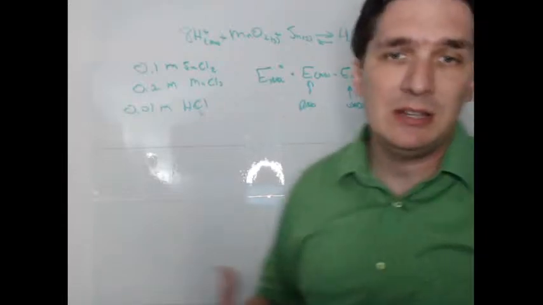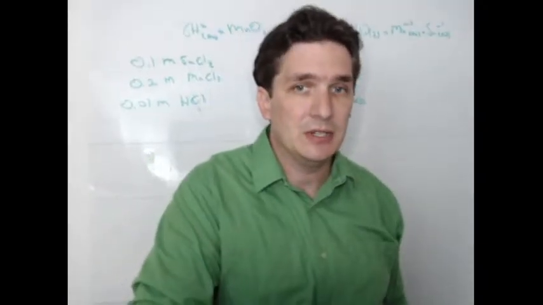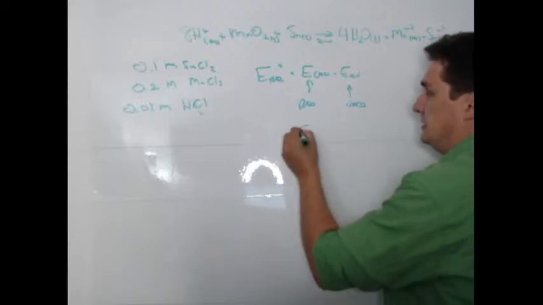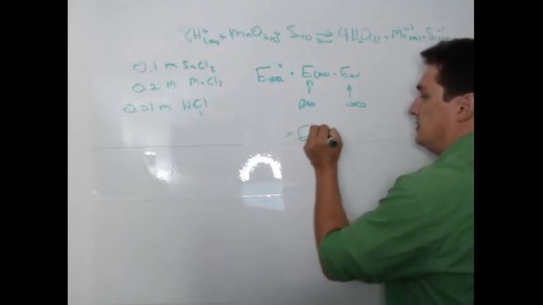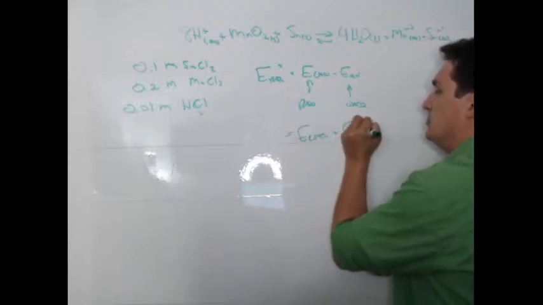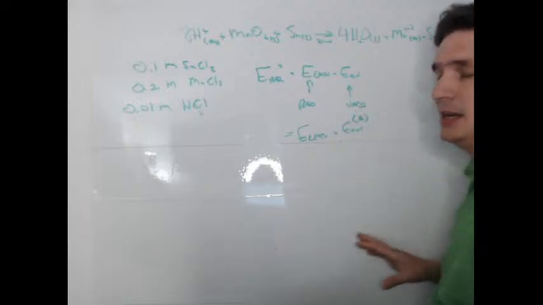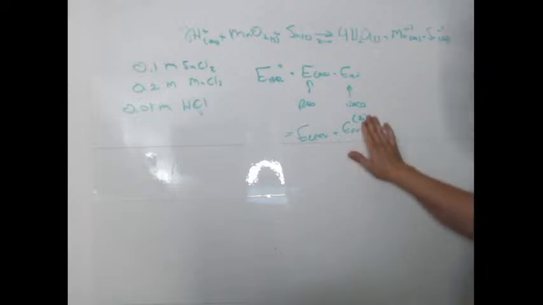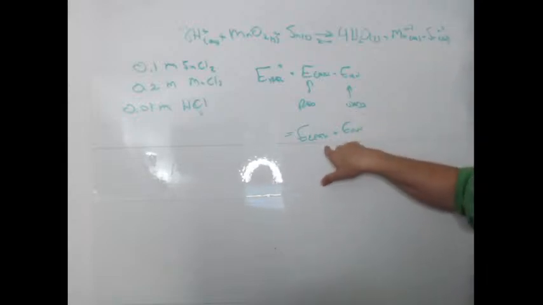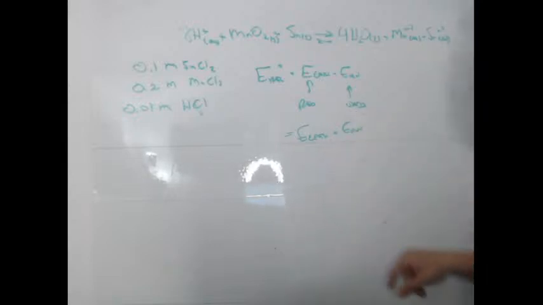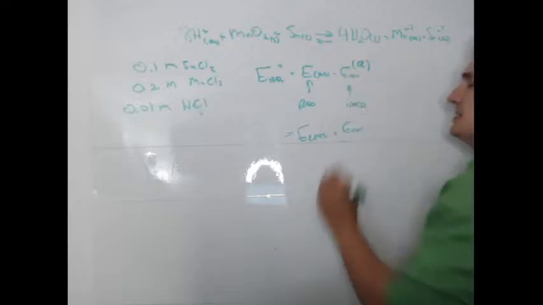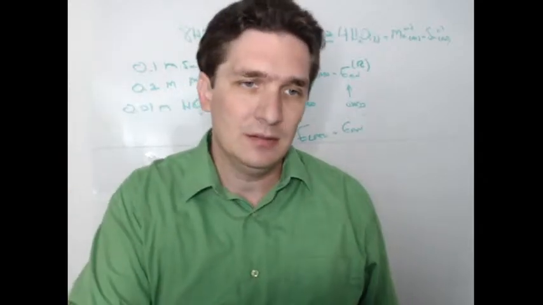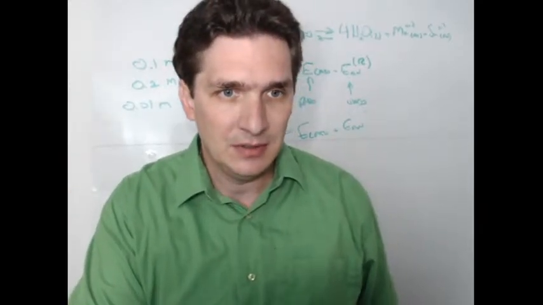Now for simplicity, what we work with is just the standard reduction potentials. And that's where this negative comes from. It's truly the cathode plus the anode, but here we're going to write the anode reaction as if it is reduction, recognizing that if we just flip it with a negative, we get the correct voltage.